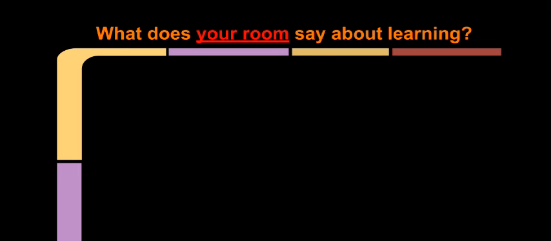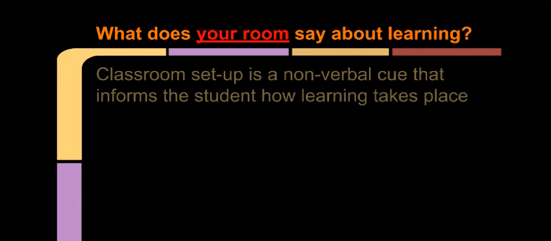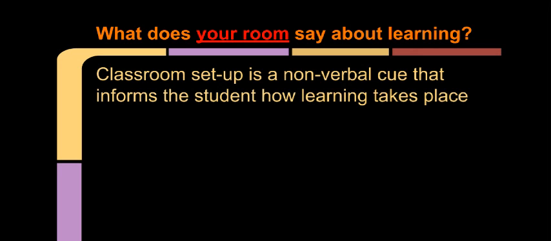And I want you to think, with that in mind, what does your room say about learning? So put yourself in the perspective of a new student walking into the classroom for the first time. Based on the arrangement of the furniture, what does that classroom indicate to you? Because the thing is that the classroom setup, it's a nonverbal cue. It tells your students what kind of learning takes place.